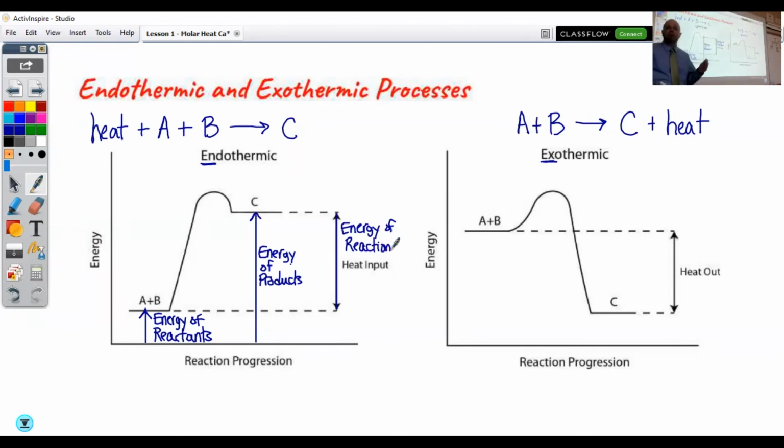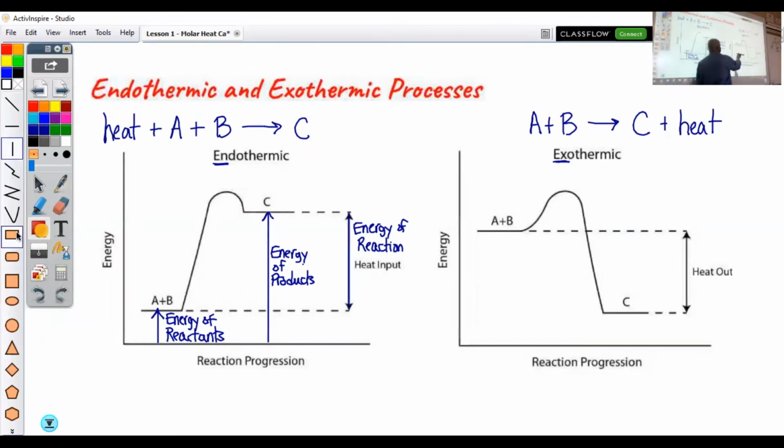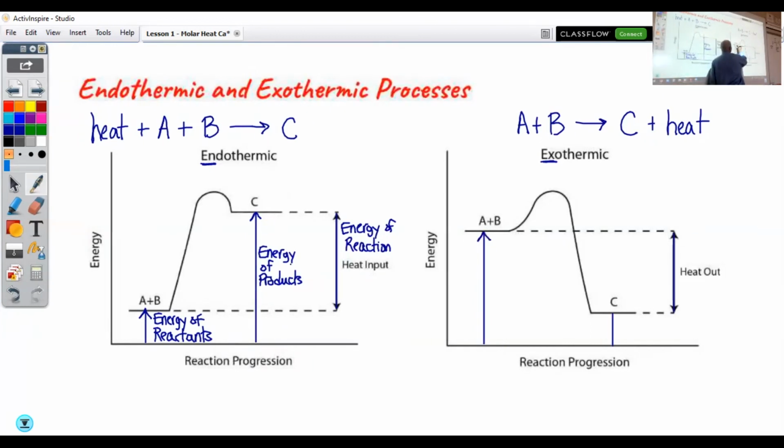We can label the same points on our second graph. So once again, we'll have energy of the reactants, energy of the products, and finally, energy of the reaction.